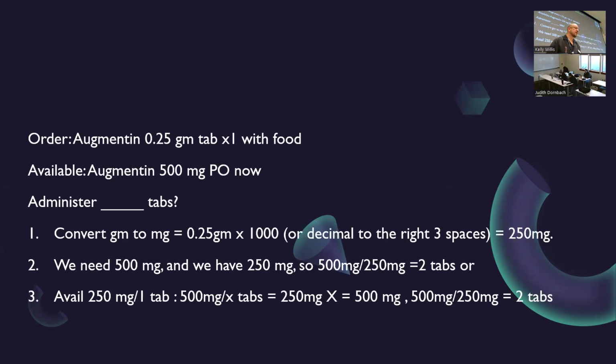So first one: Augmentin 0.25 grams tab times 1 by mouth. So this is what we're going to give the patient. What we have available is Augmentin 500 milligrams PO now. Administer how many tabs? So we want to convert grams to milligrams. On our blank piece of paper, we'll write 250 milligrams. We need 500 milligrams, and we have 250. So we're going to divide that and get 2 tabs.